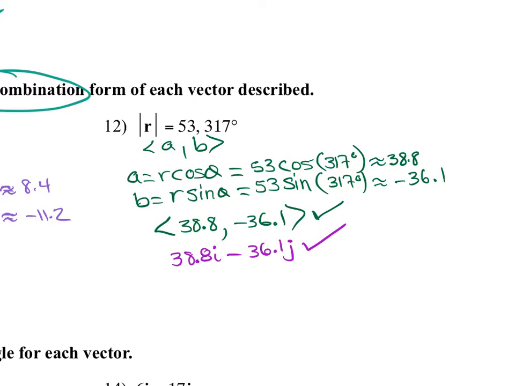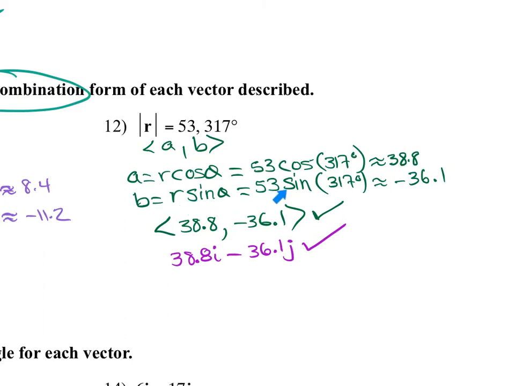Okay, and here's number 12. We have the magnitude of this vector is 53. The direction is 317. And so component form A, B: A would be r cosine theta, and B is r sine theta. And that would be 53 times the cosine of 317. And that's approximately 38.8 from the calculator.